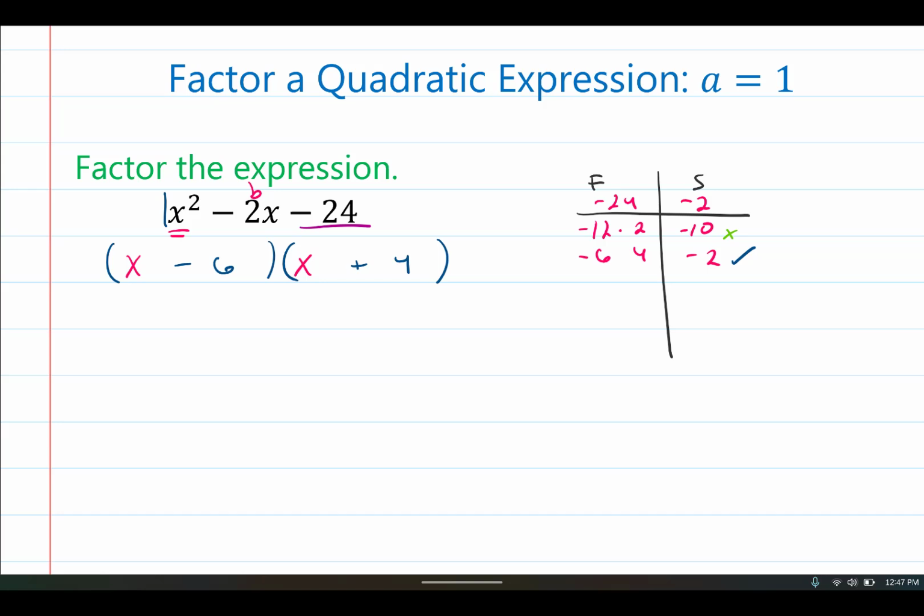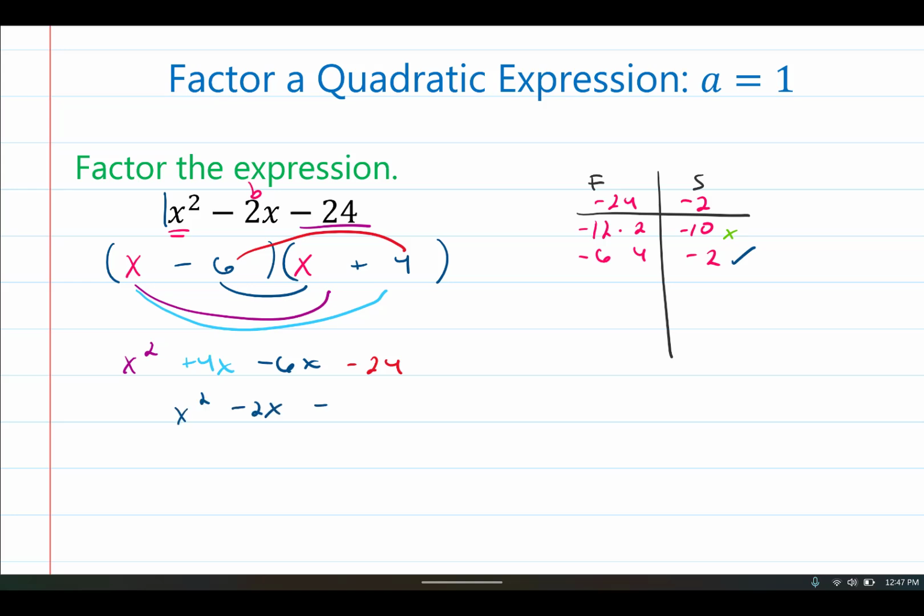Now if you're curious about checking this out, you can use the distributive property to check to see if you did this correctly, or some people like to say FOIL. So I'll do that really quickly. For my first, I've got x times x, which is x squared. For my outside, I've got x times positive 4, which is plus 4x. For my inside, I have negative 6 times x, which is negative 6x. And for my last, I've got negative 6 times positive 4, which is negative 24. Finally, I'll add those two middle terms together, so I have x squared minus 2x minus 24.